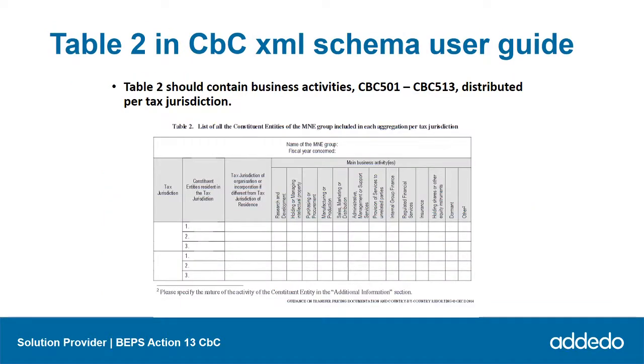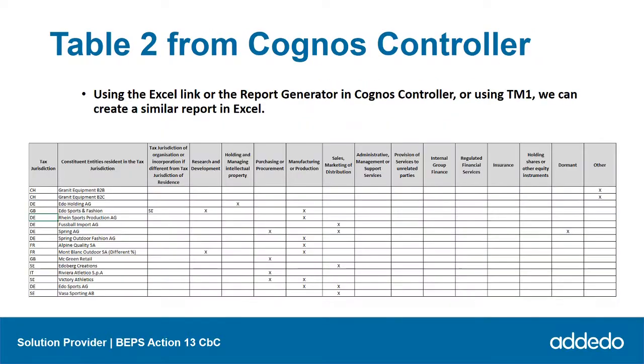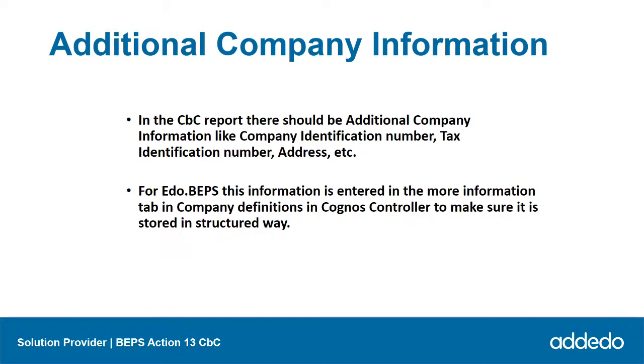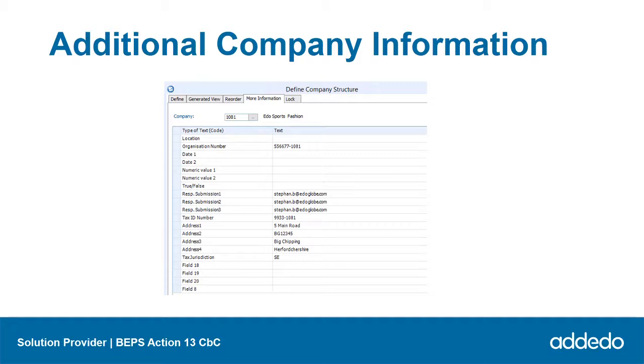We can also generate Table 2, that is business activities, also in TM1 or Excel. We have to enter some identification of the company, like tax identification number, address, and other identification numbers. For Edo.BEPS, we have decided to store this in the More Information tab in Cognos Controller in Company Define. There are 23 fields that can be used for this, and you can name them so it makes sense, and we map them in the Edo.BEPS application.